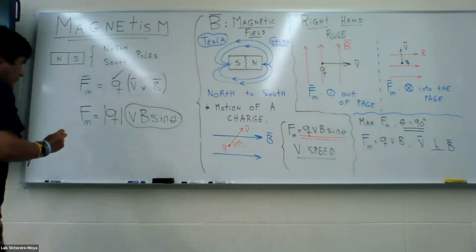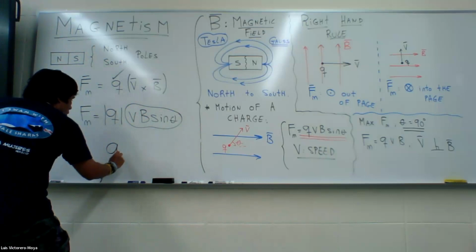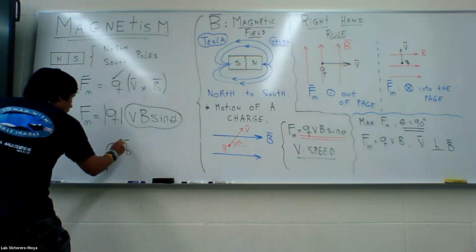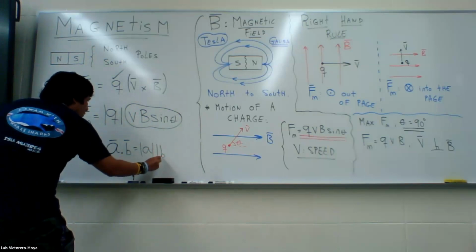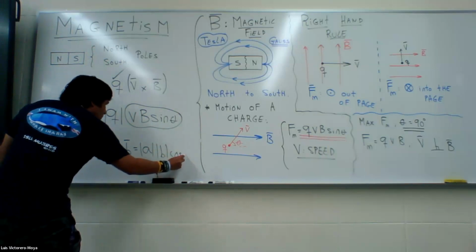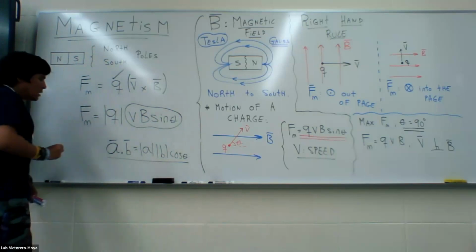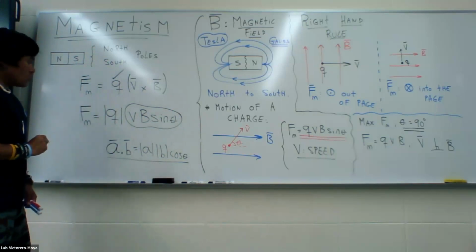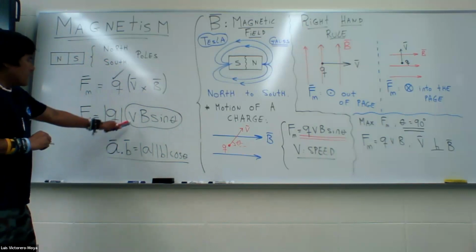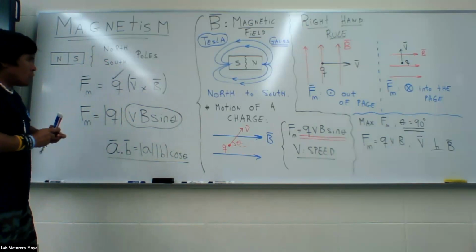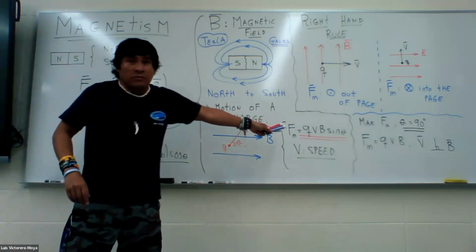If you remember, the dot product of vectors is defined as magnitude of A, magnitude of B, cosine theta, right? That's calculus one. So that's all pre-calculus. That is a definition of cross product. So that's where that equation comes from.